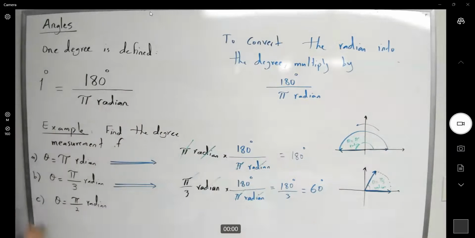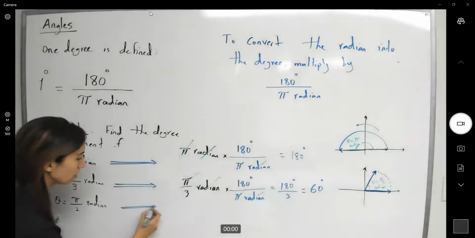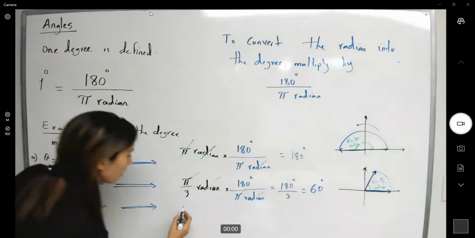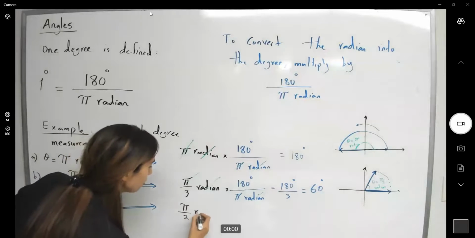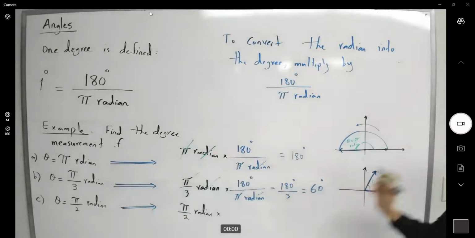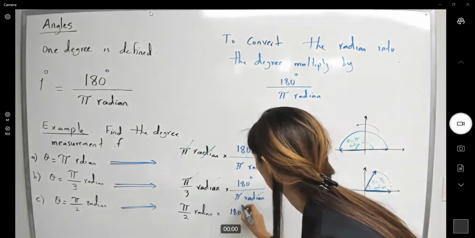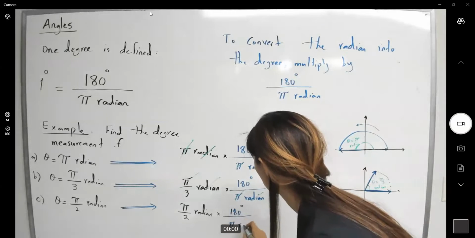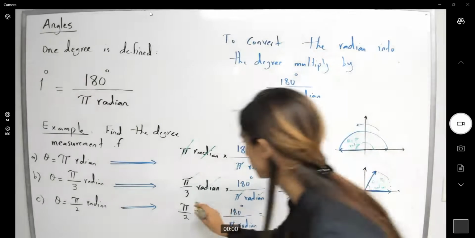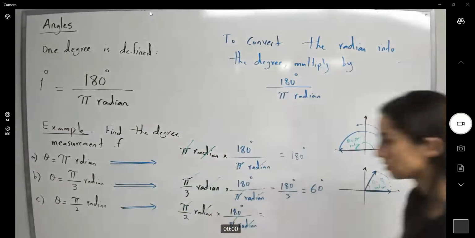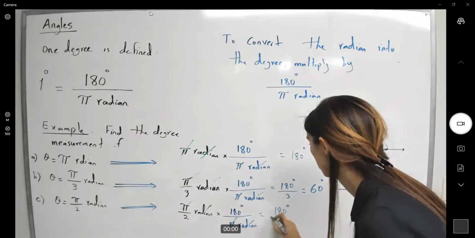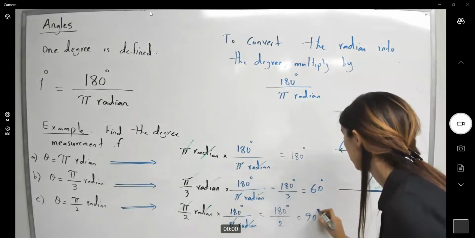Okay, what about pi over 2 radian? The same process. We take pi over 2 radian and multiply that by 180 degrees divided by pi radian. Pi over 2 radian times 180 degrees divided by pi radian. Get rid of the common factors: pi and radian. So what do you get? You get 180 degrees divided by 2, which we all know is 90 degrees.